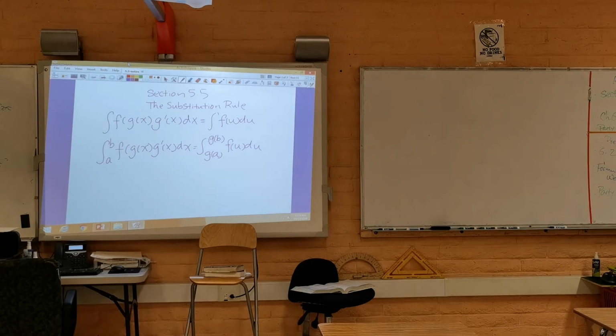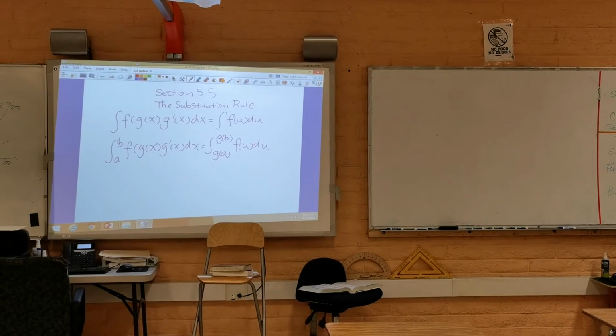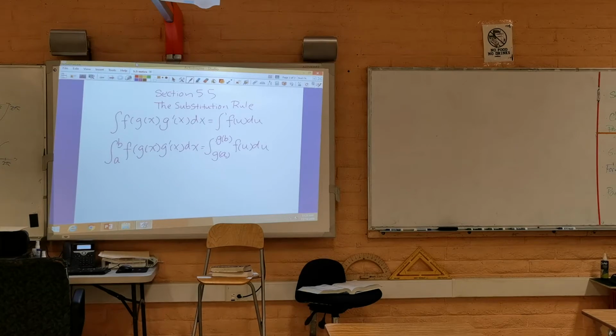Okay, so guys, today I want to talk about the substitution technique for calculus for integration. So we'll take a look at that, some of the properties. So as you can see, the integral of f of g of x, g prime of x, dx equals the integral of f of u du. And the integral from a to b of f of g of x, g prime of x, dx equals the integral of f of u du from g of a to g of b.